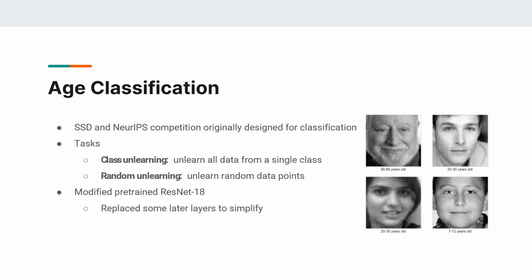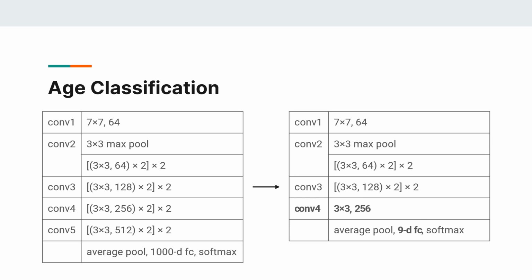We also explored age classification with SSD. This is because SSD and also the NeurIPS competition was originally designed for classification. We split this into 2 tasks: class unlearning, which is unlearning all the data from a single class, and random unlearning, which is unlearning random data points. For this, we used a modified pre-trained ResNet, and similar to before, we replaced some layers to simplify it. This is just a table describing all the changes we made. We basically edited the later layers to make it simpler and changed the 1000 dimension fully connected layer to 9.